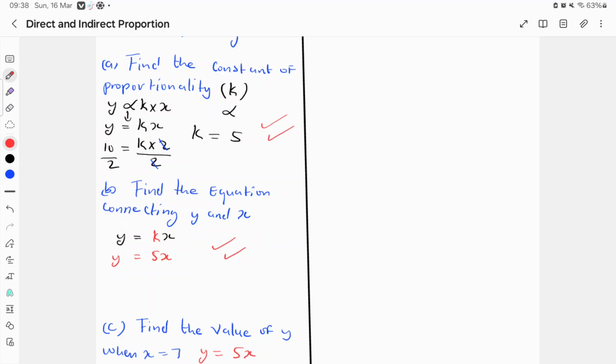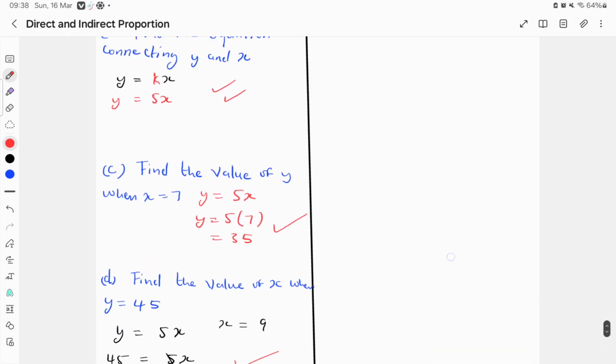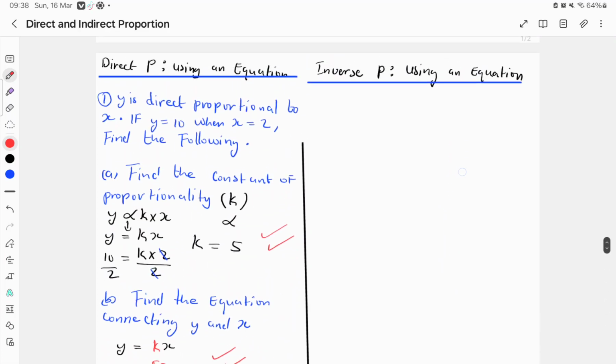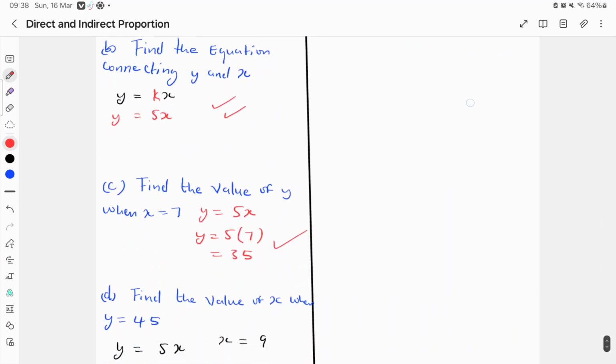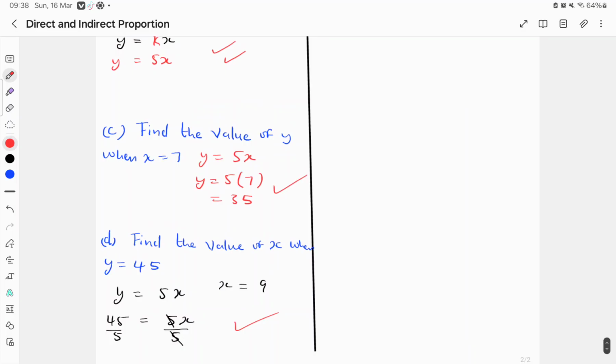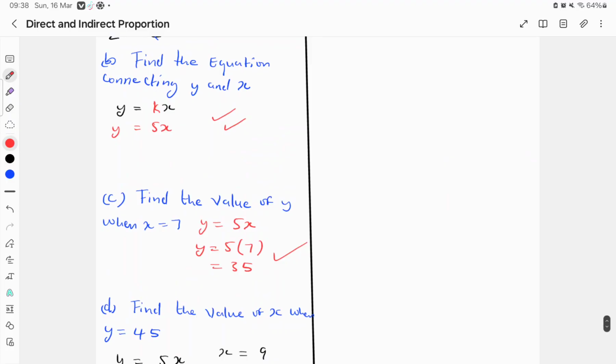Okay, all right. So now let's look at questions based on the same question, but this time it is inverse proportional. So we'll continue in a few minutes.